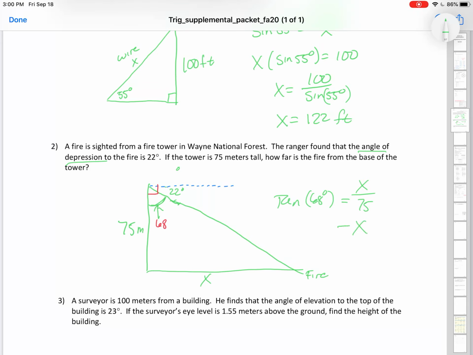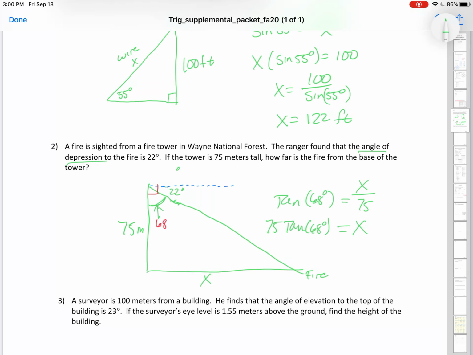No problem. You can see what x is. X is 75 times the tangent of 68, and trig can really help us out. We don't have to go to the full Pythagorean theorem and know two sides, as long as I know an angle, and that's actually going to help us out in other sections.